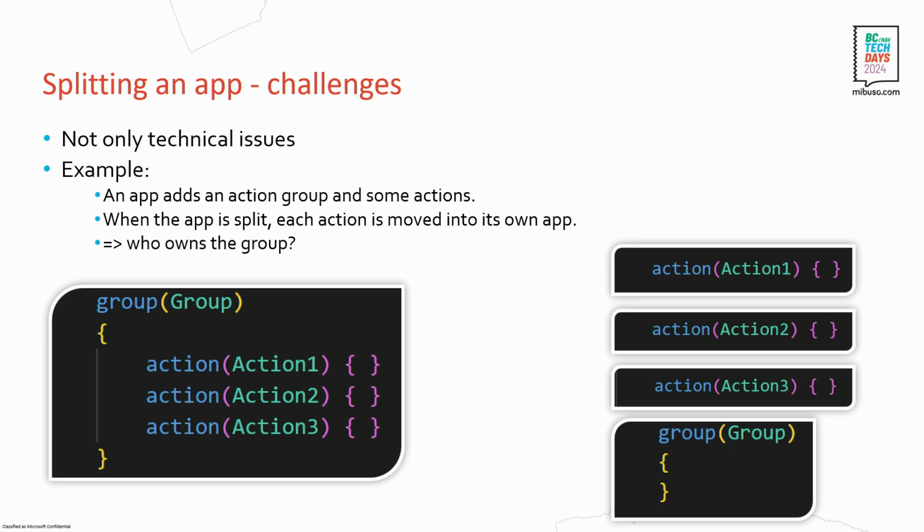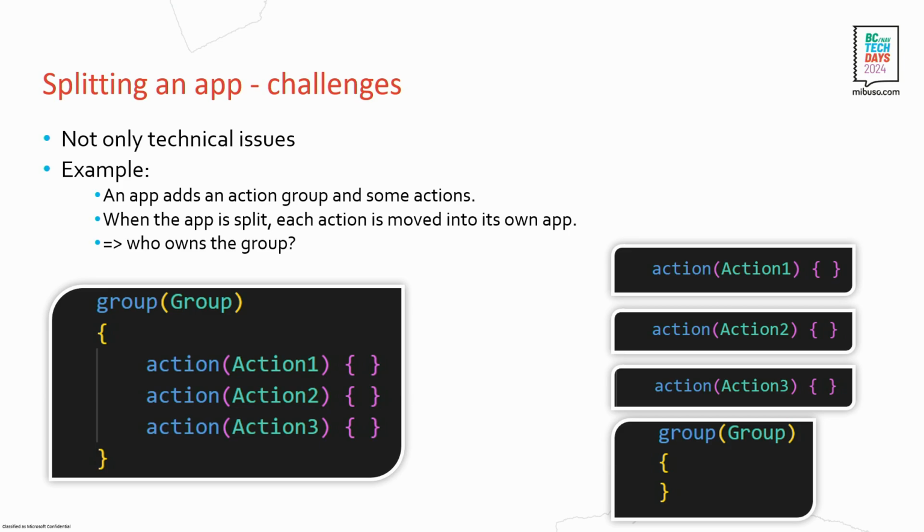Well, who owns the group? Who's going to add the group? You don't know. There's probably not a good place to put that, so you might have to restructure some of your UI. When you're splitting your app, these are the trickier decisions you have to make. Technically, it's just all about dependencies, and you can solve those.